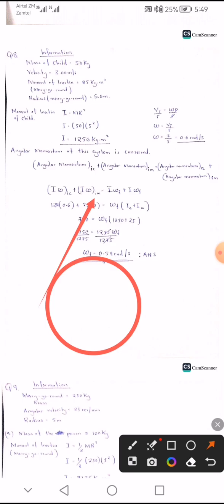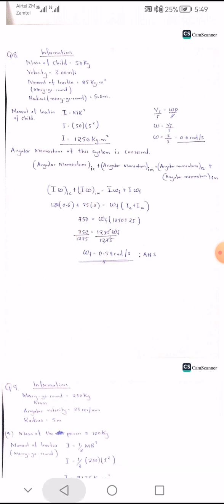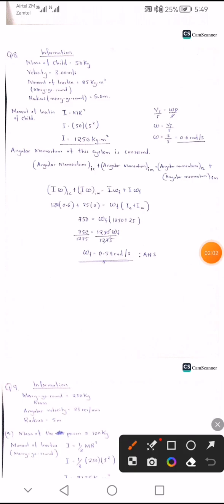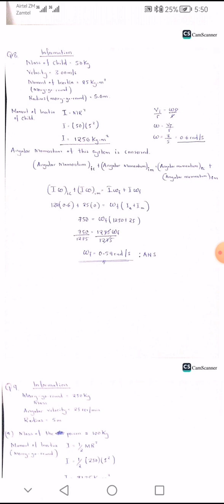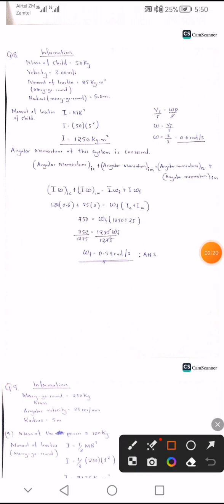Tangential velocity is always related to angular velocity by the relation: tangential velocity equals omega multiplied by r. What I'm doing here is making omega the subject of the formula, so we divide both sides of the equation by r. Omega is now equal to Vt, the tangential velocity, over r.